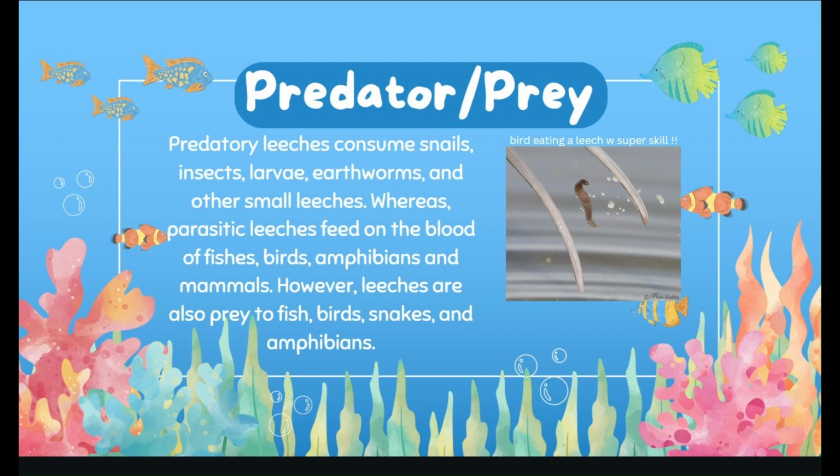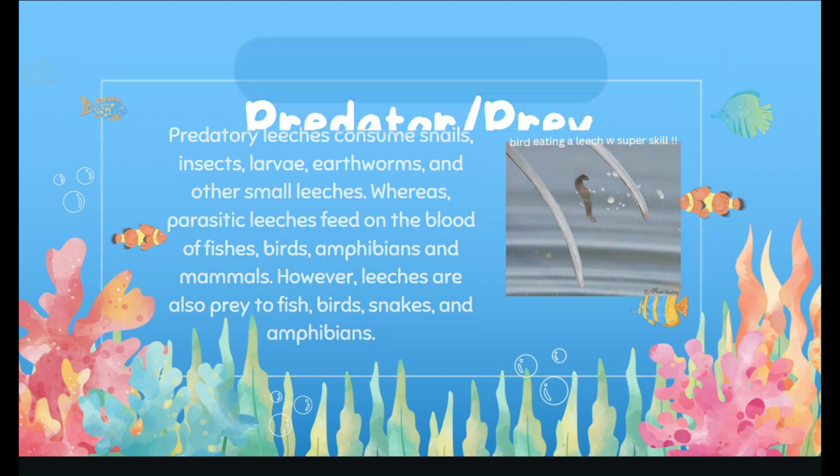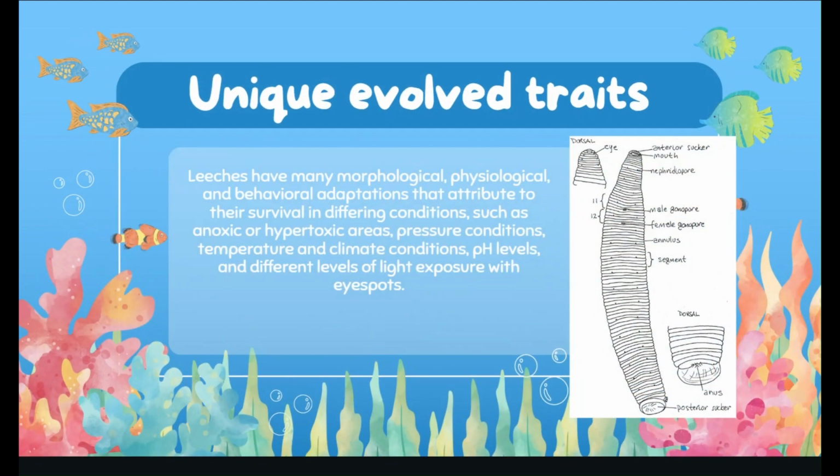Onwards with their predators and prey, this is very similar. Predatory leeches consume snails, insects, larvae, earthworms, and other small leeches, whereas the parasitic leeches feed on the blood of fishes, birds, amphibians, and mammals. However, they're also prey to these same species: fish, birds, snakes, and amphibians.